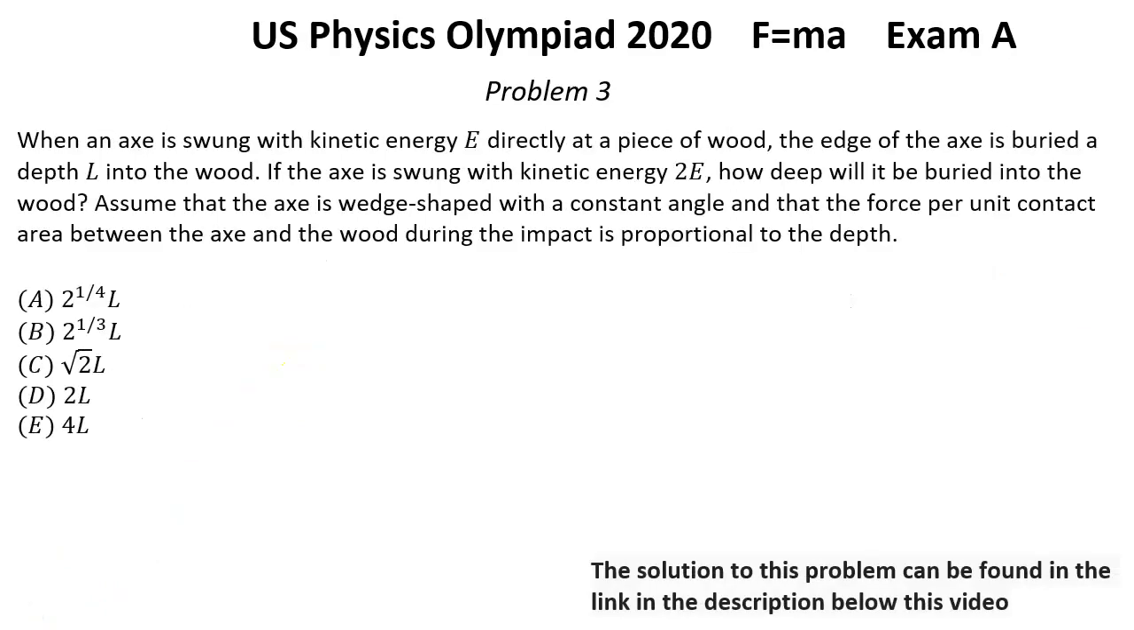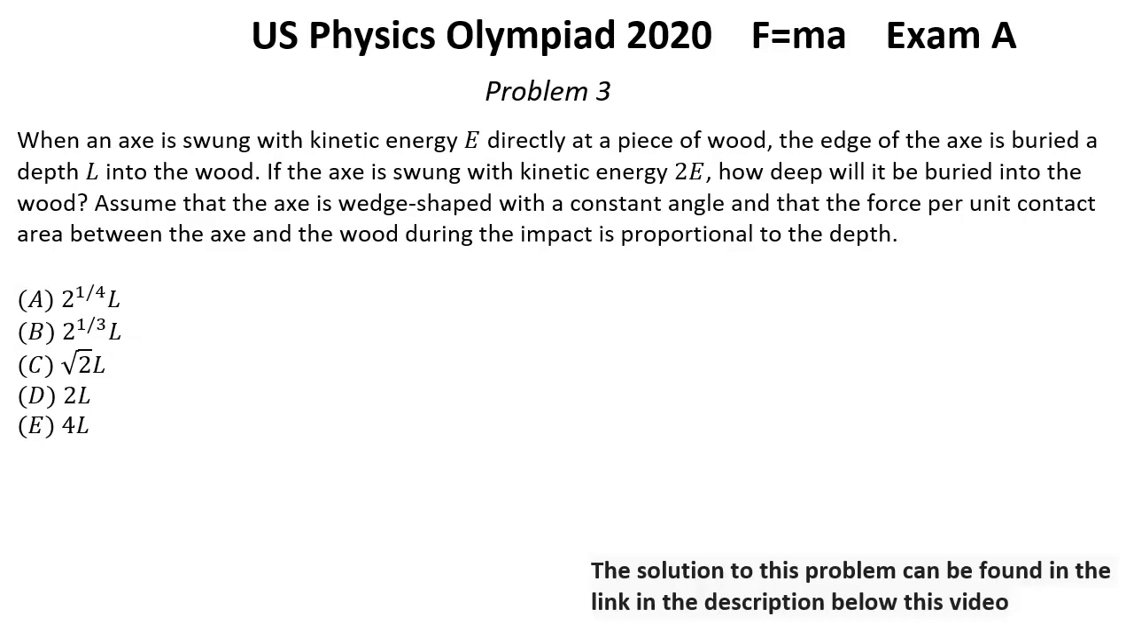Problem number 3. When an axe is swung with the kinetic energy E directly at a piece of wood, the edge of the axe is buried to depth big L into the wood. If the axe is swung with kinetic energy 2E, how deep will it be buried into the wood? Assume that the axe is wedge-shaped with a constant angle and that the force per unit contact area between the axe and the wood during the impact is proportional to the depth. Solution for problem number 3.